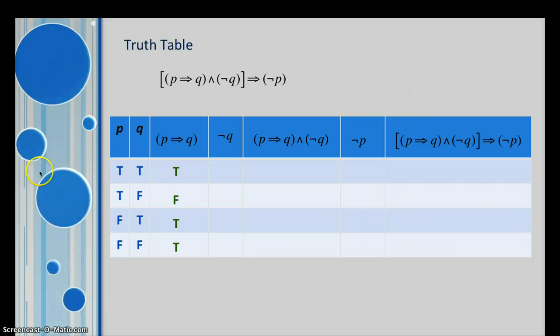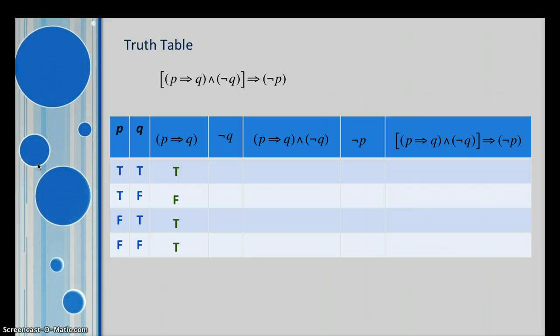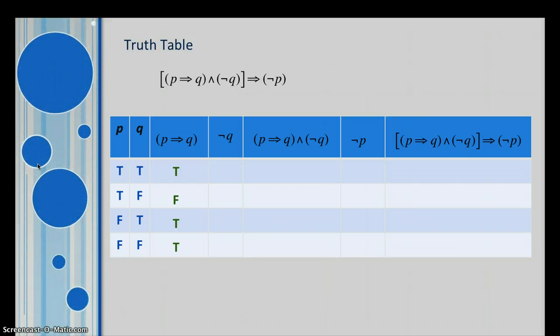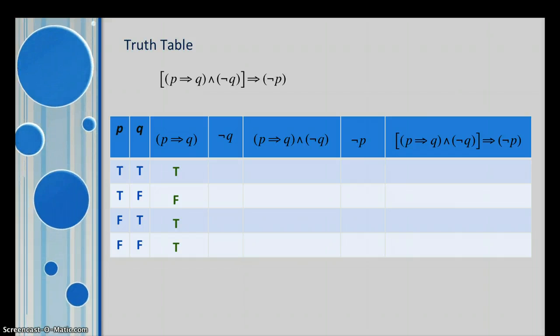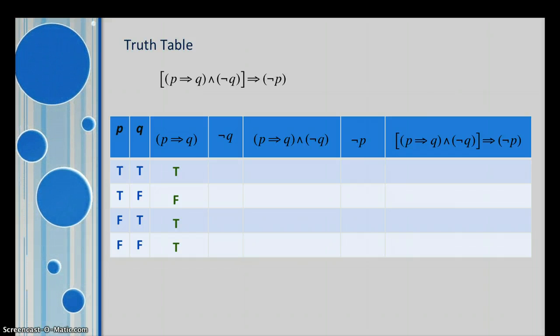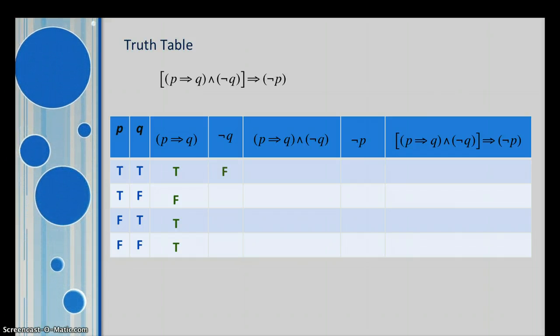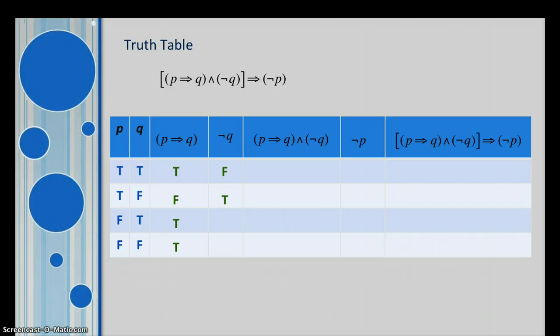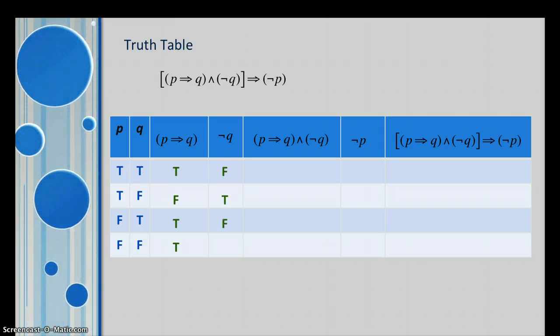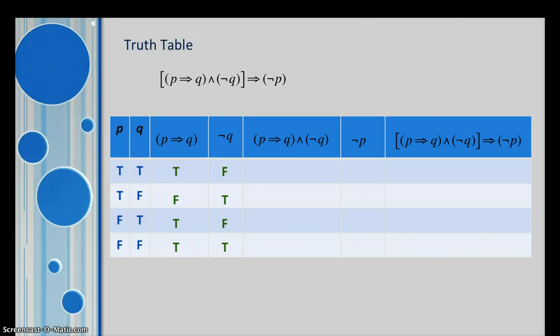Now on the fourth column, this is the negation of Q. So we're just going to have the opposite value of Q. On the first one, proposition Q is true, so it's going to be false. And then the second one is false, so it's the opposite, true. And then the third one is true, so it's false. And then false, the opposite, it's true.